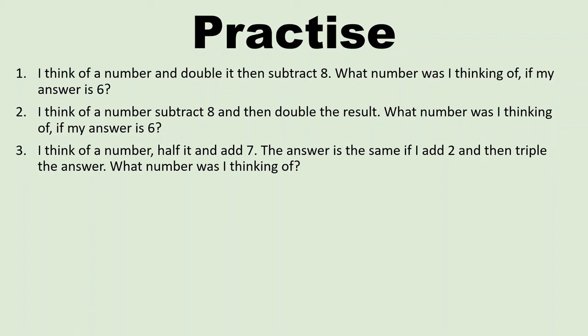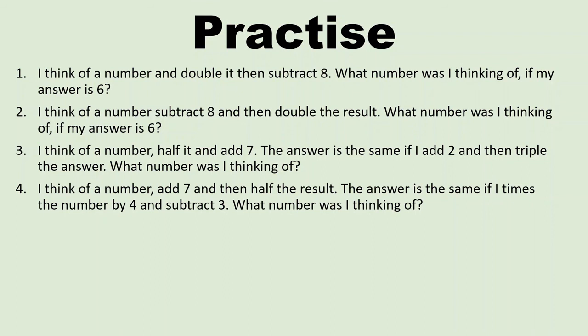This time it's going to be a two-sided equation because you've got two sets of calculations which are equal to each other. Be very careful when you're setting up this equation, and then remember to do your check to make sure you've rearranged and solved correctly. Question 4, I think of a number, any letter you like, add 7, and then half the result. The answer is the same as if I times the number by 4 and subtract 3. What number was I thinking of? Again, this is a two-sided equation because we've got two sets of calculations which are to be set equal to each other. So set that up carefully and don't forget to do your check.